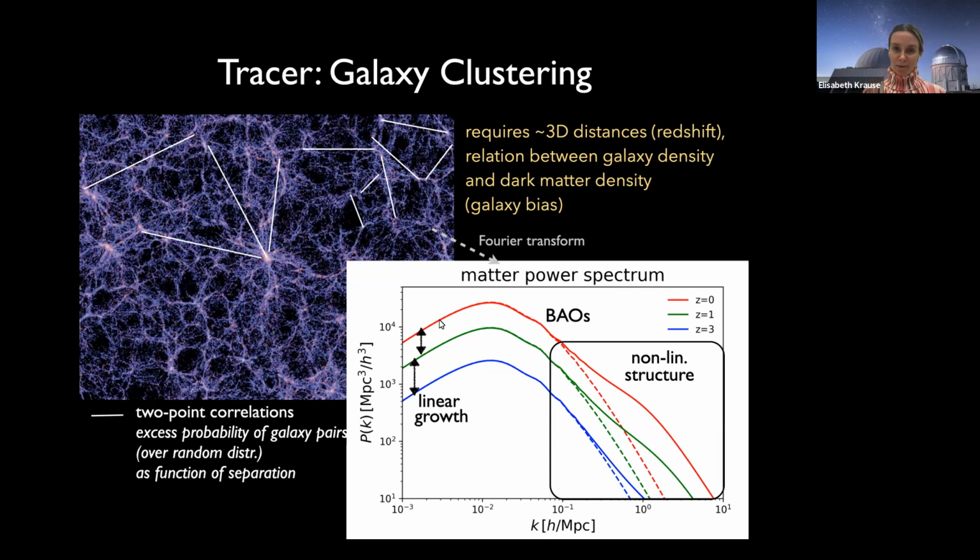And that matter power spectrum, of course, then includes a wealth of information that is linear growth here on large physical scales. Baryon acoustic oscillations are imprinted here in the intermediate regime. And then there's an enormous amount of information at high k, or small physical scales, in nonlinear structure.